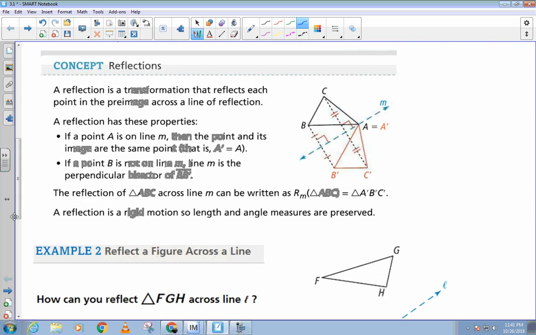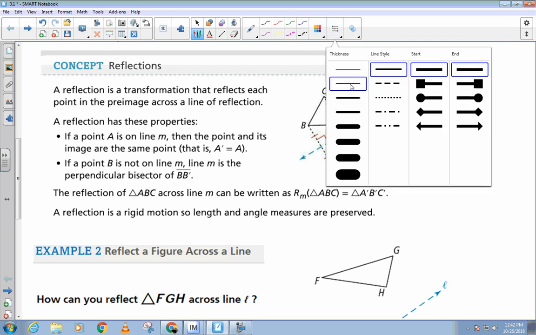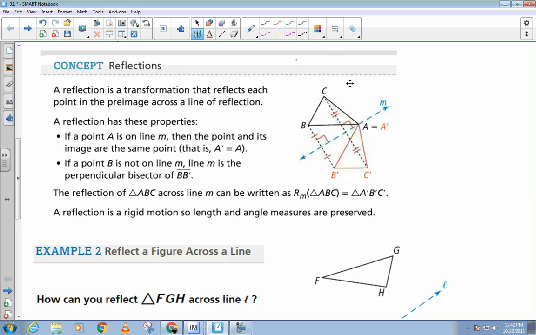So we're talking about reflections, and a reflection is a transformation that reflects each point in a pre-image across a line of reflection. My blue line in here is my line of reflection. And like I said, the line of reflection acts as a perpendicular bisector between the pre-image and the image points. Now, point A actually lies on the line of reflection, so it reflects onto itself. So A and A prime are the same point.